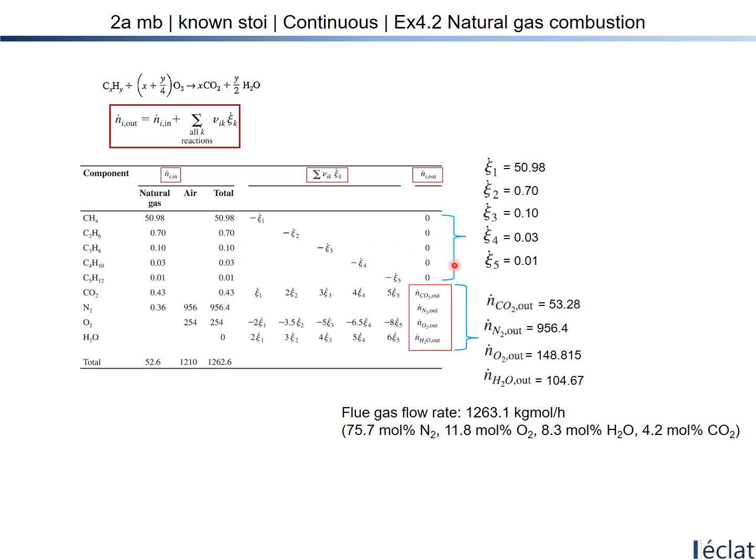From the first 5 equations, you could calculate the extent of reaction Xi for chemical reaction equations number 1, 2, 3, 4, 5. And then by using those values, you could calculate the output variables for CO2, N2, O2, and water. That's it.